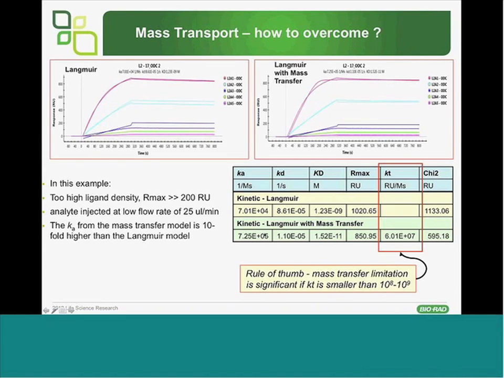It's a tenfold difference in the fitting parameter of the Ka and also of the Kd and also of the affinity. Now there's a kind of rule which says that if my RU per millisecond, so how fast it goes up, is not in the range of 10 to the 8 to 10 to the 9, then one may consider using Ligand with mass transport. Still, as you can see here by the chi-square values, in both cases the fit is not really that good. So this experiment is problematic also when we do the curve fitting with Ligand with mass transport.